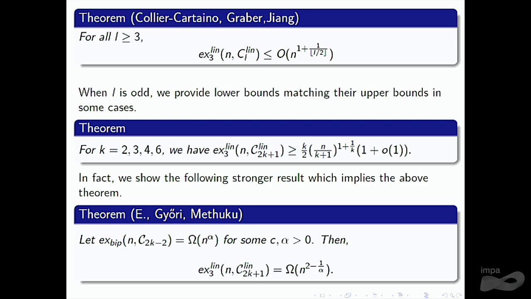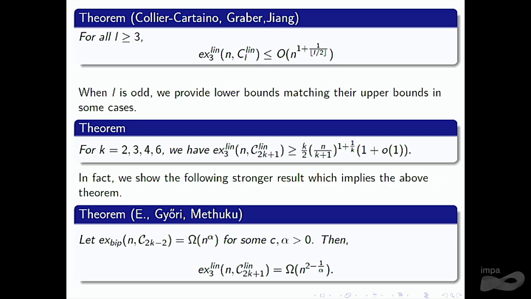And actually, we proved a more general theorem: if we have a bipartite extremal number of this script C2k minus 2, which is all the even cycles up to 2k minus 2, so basically the girth is 2k plus 1, and if we have this bound n to the alpha for some alpha, we had a more detailed bound depending on C. But anyway, if we have this, then the extremal number is this.